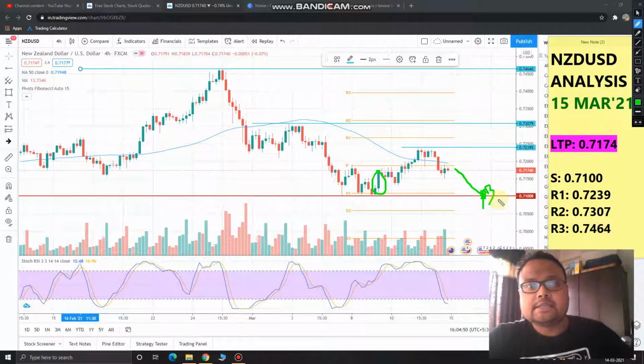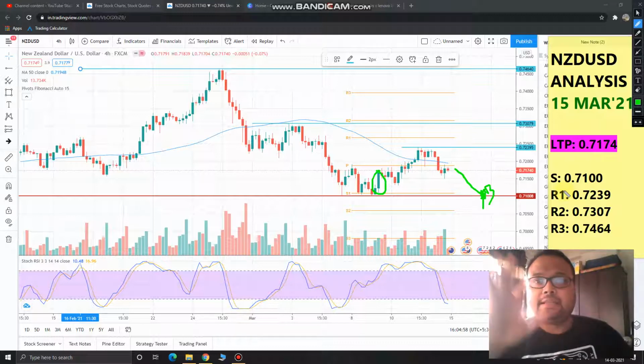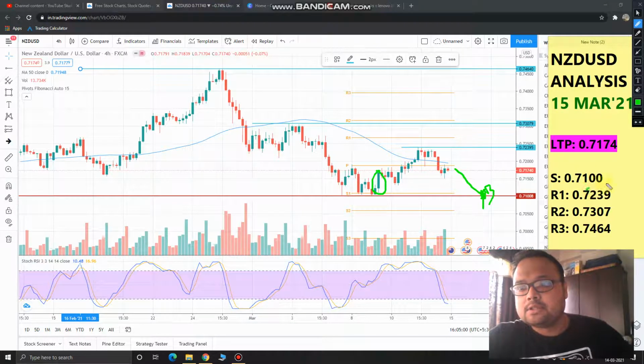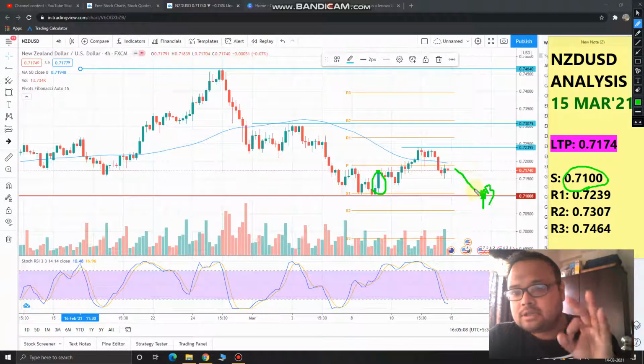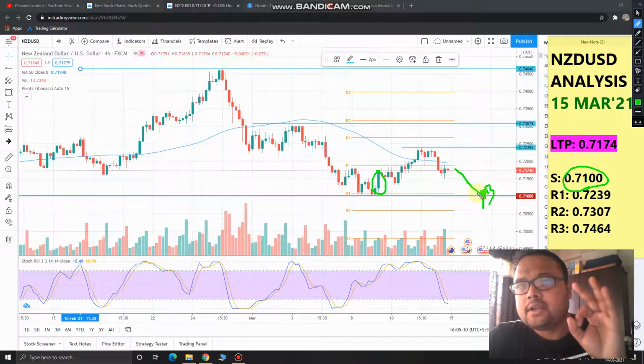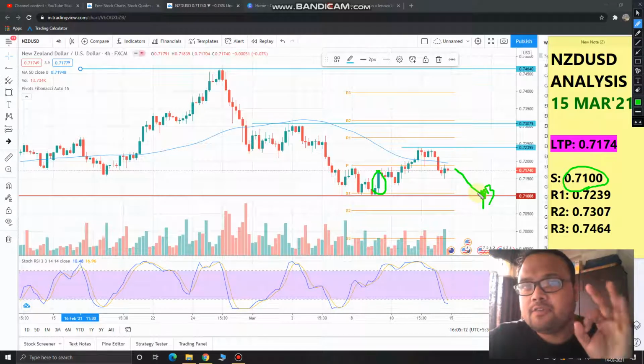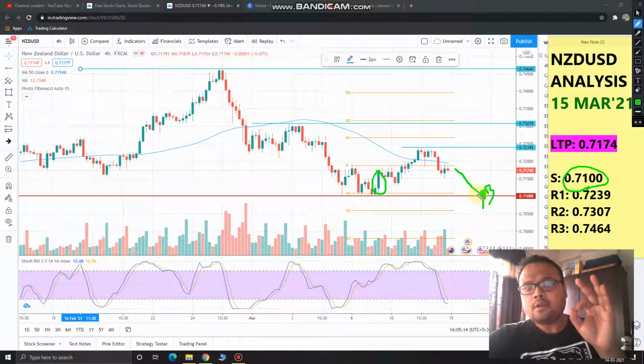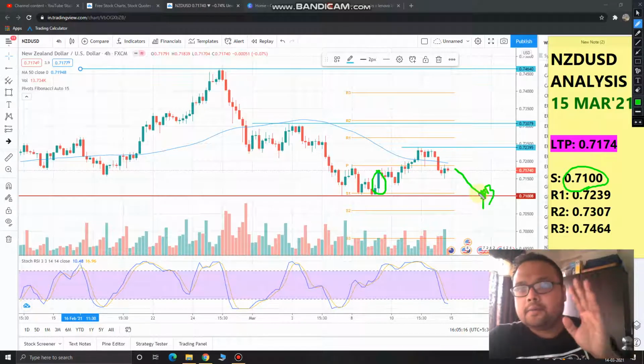So this is the support for the market, and if I zoom out the chart, you can see that there is a good amount of support available at this price range, 0.7100. 0.7100 is providing good support to the market. In case market comes down to this particular level, just wait and watch how the price reacts. If price bounces back from here, then buy.